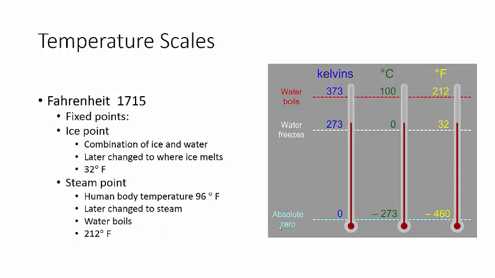Now, we all know body temperature changes, right? His body temperature was 96. I run at 98. My daughter runs at 97, right? So this was not repeatable. So that's why it got later changed to steam, and that ended up being 212 degrees Fahrenheit.